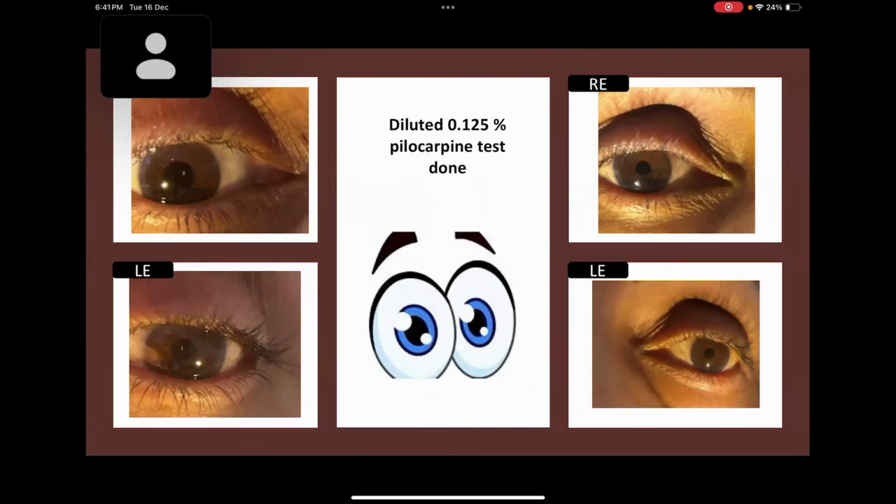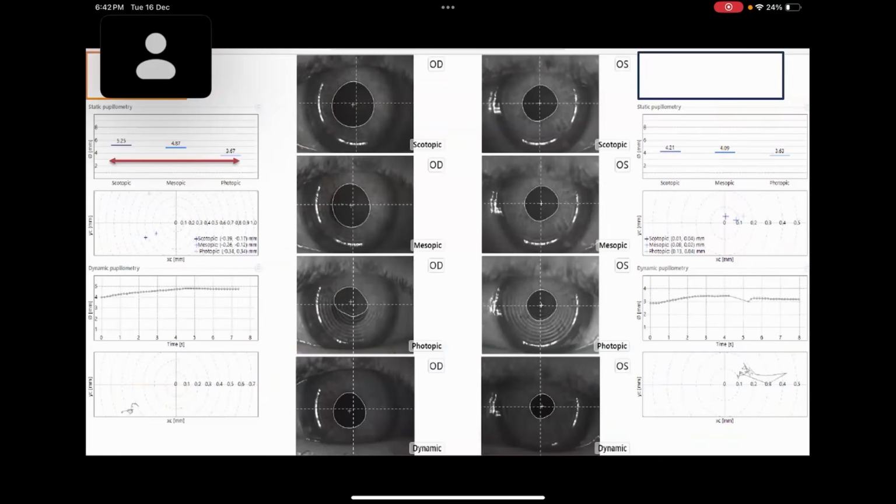At this visit, her right eye pupil appeared dilated. There were certain sectoral movements, but there was no light reaction. There was light-near dissociation on clinical examination. So I did a diluted pilocarpine test with 0.125%, and it showed a positive response in the right eye. But before doing that, I went ahead and did her pupillography.